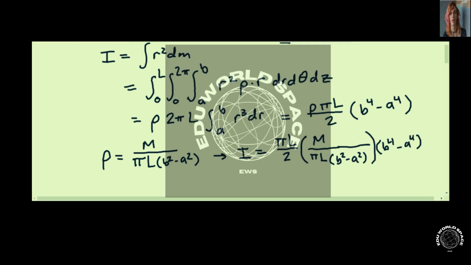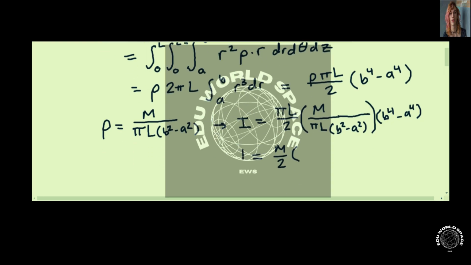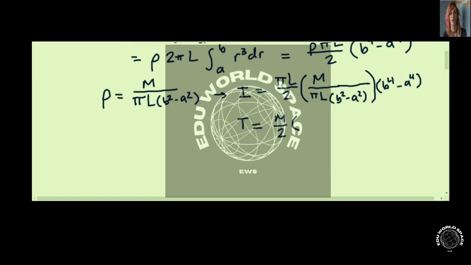All right, so the pi and the L cancel, and b to the fourth minus a to the fourth divided by b squared minus a squared gives us b squared plus a squared. That's a result we should remember from algebra 2. So our moment of inertia I becomes m over 2 times b squared plus a squared. Now, this is true for any uniformly dense cylinder with an inner radius a and outer radius b. It doesn't matter what the length of the cylinder is.